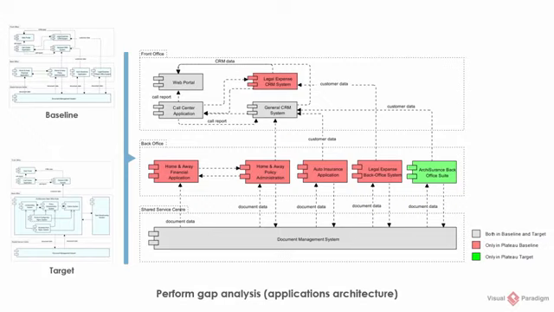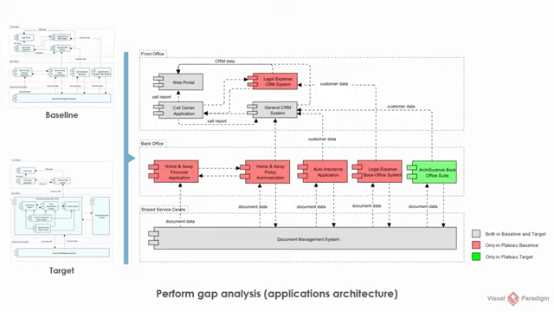The gap can be visualized in an Archimedes diagram like this. It contains all the components you can find in the baseline and target architecture, in this case, the applications architecture. By applying different color codes, you can easily indicate whether a component exists only in the baseline, target, or in both of them, so you know what components are removed or added.